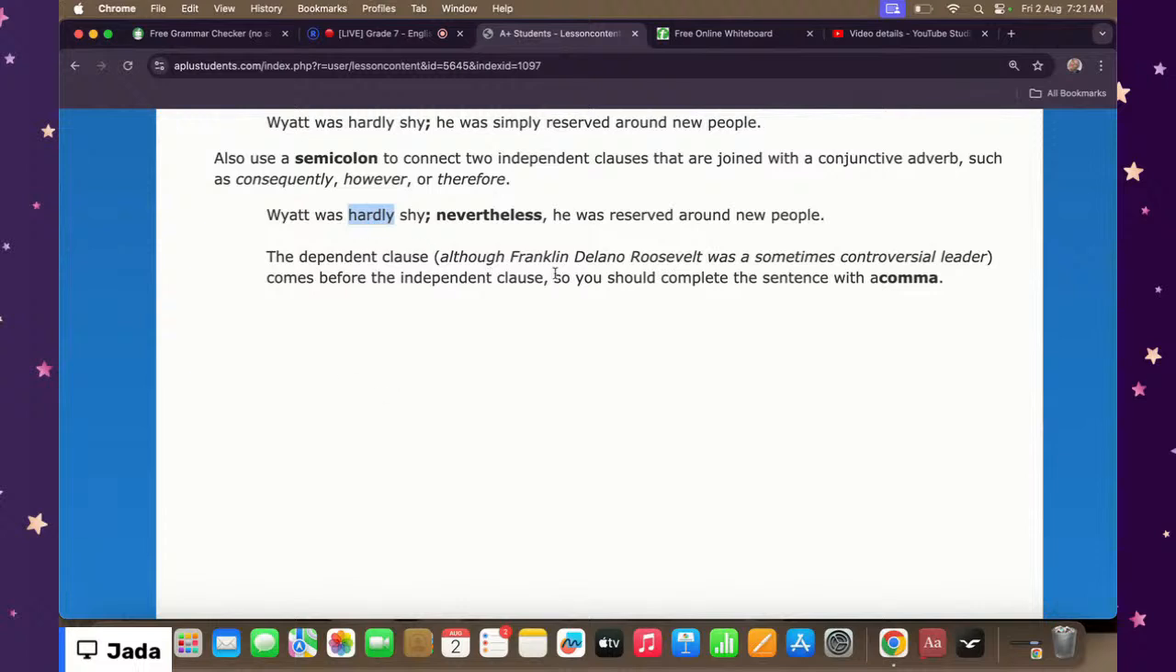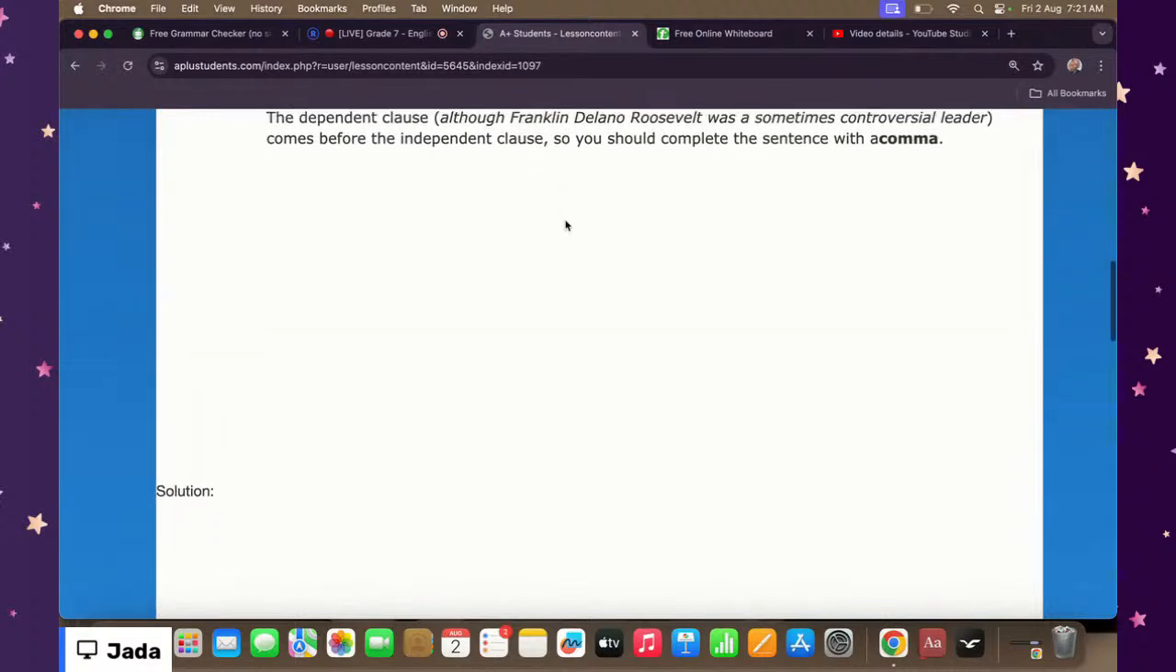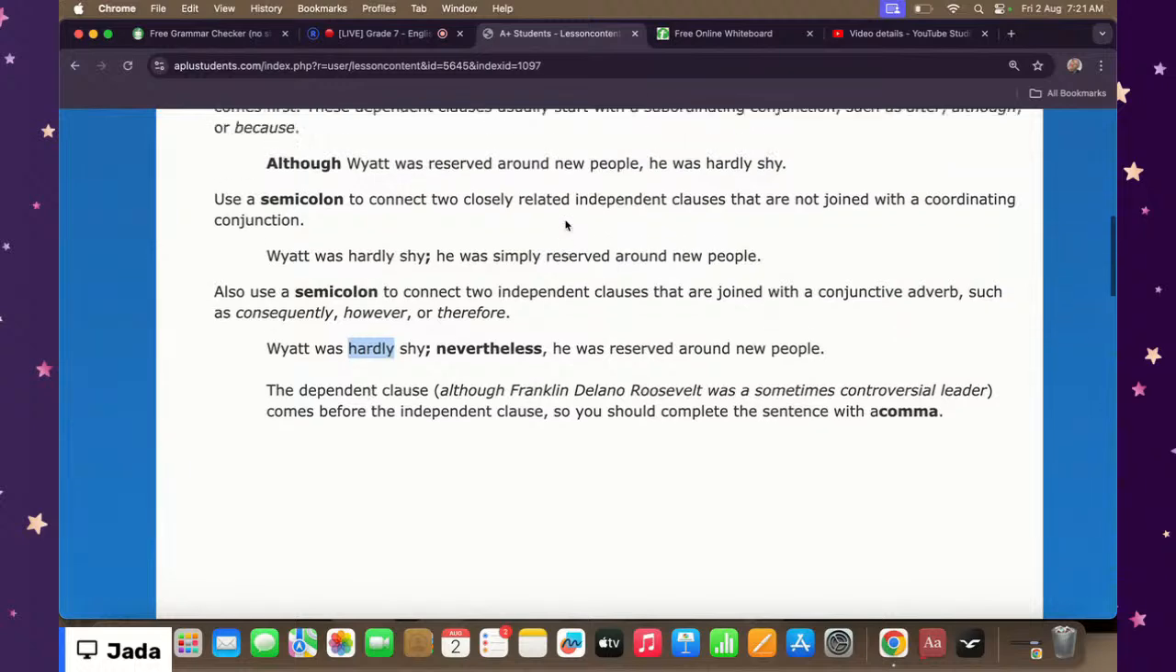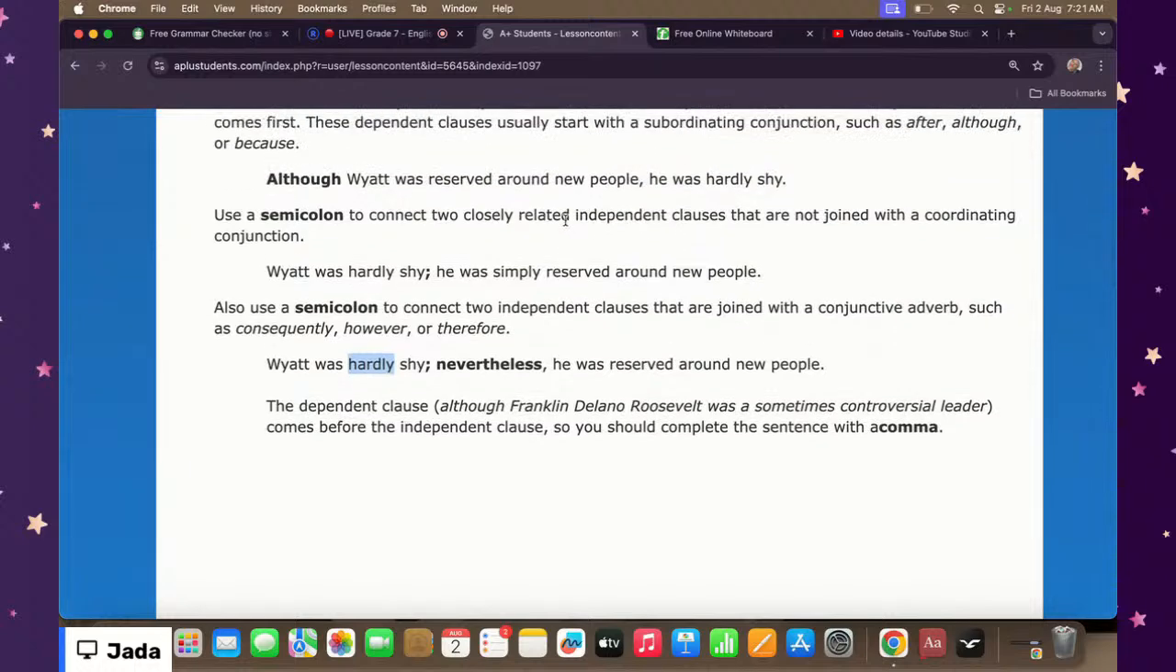The dependent clause, although Franklin Delano Roosevelt was a sometimes controversial leader, comes before the independent clause. So you should complete the sentence with a comma. This is from the question up above, so let's go there and check.